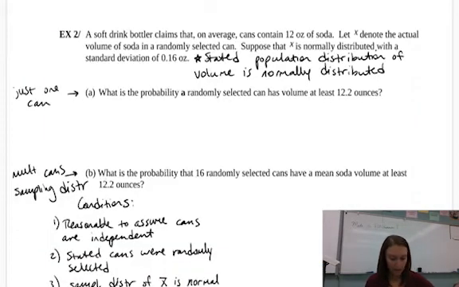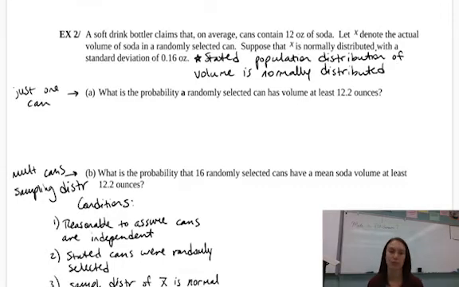All right. So our first real example here. A soft drink bottler claims that on average, cans contain 12 ounces of soda. Let X denote the actual volume of soda in a randomly selected can. Suppose that X is normally distributed with a standard deviation of 0.16 ounces. So it's stated that the population distribution of volume is normally distributed, which is nice.